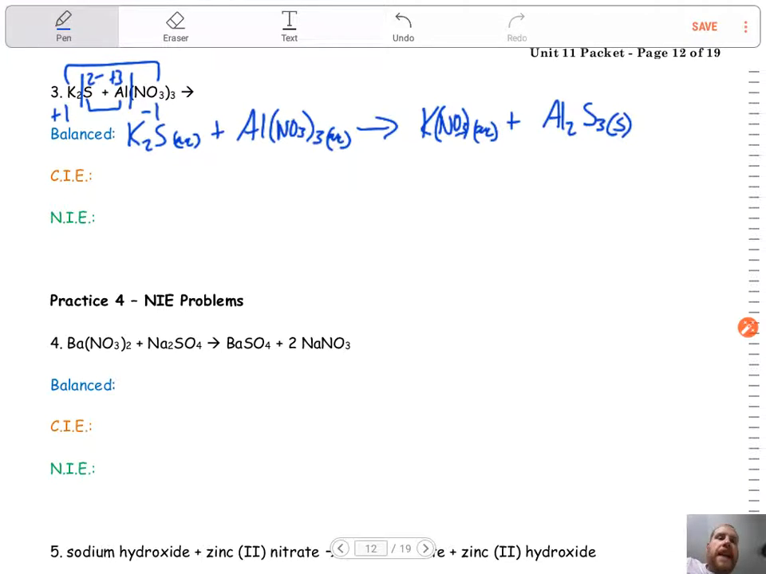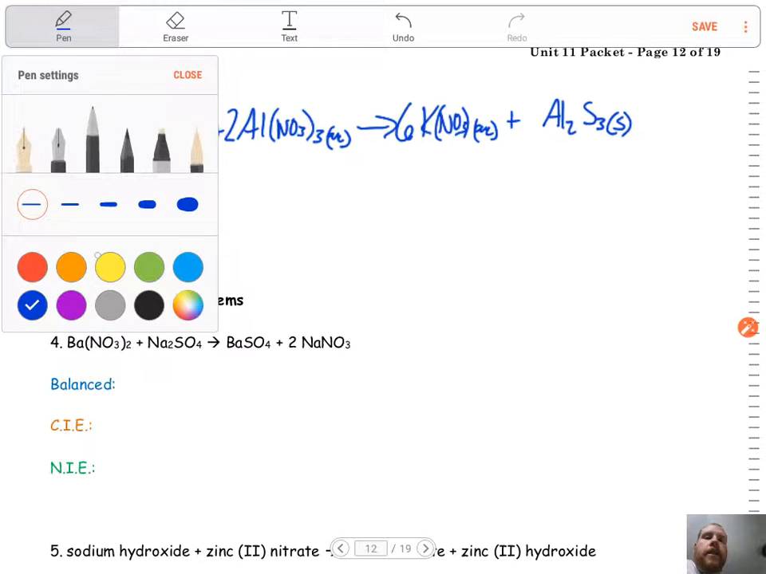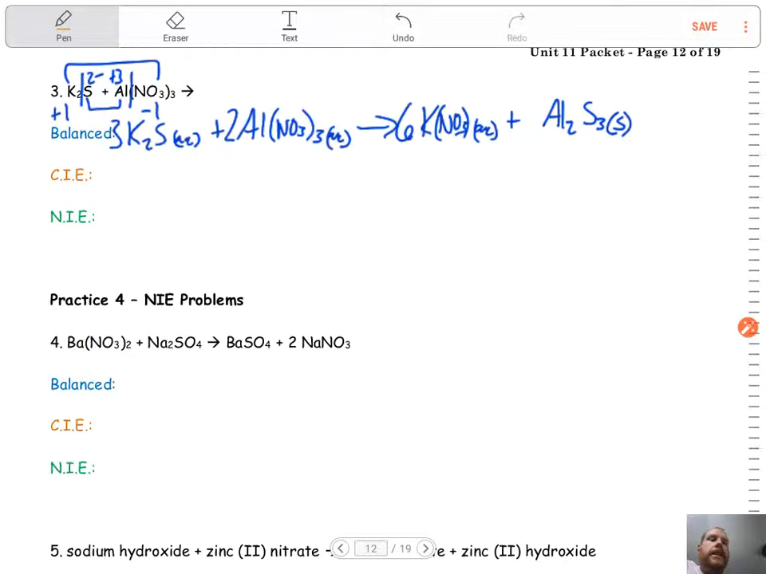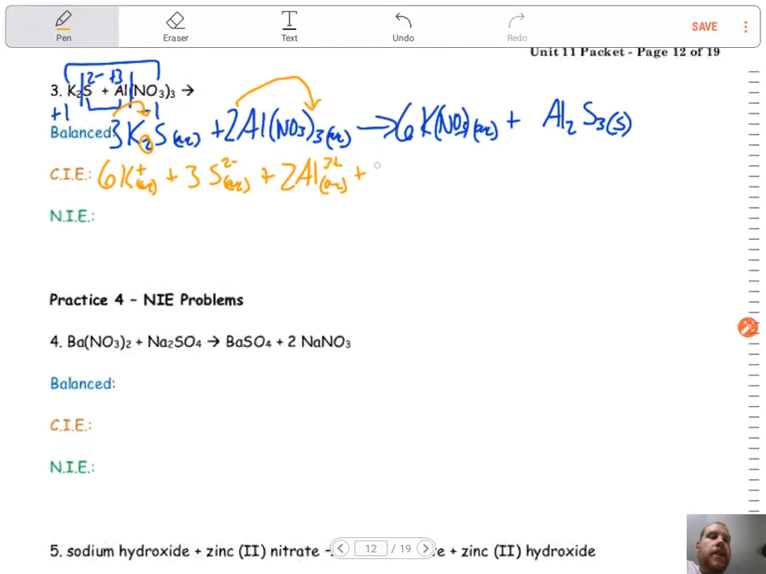So the next step is I need to balance it. I should have a 3 here and a 2 right here, and then a 6 in front of the potassium nitrate. Now I can go through and start working on my complete ionic equation once that is all set up. Now, this is where things get a little bit challenging. Notice I've got a subscript 2 here plus a 3. So when I distribute the 3 out, 3 times 2 is really how many? It's 6. So K+ aqueous plus 3 S2- aqueous plus 2 aluminums, which is a 3+ charge, plus, again, 2 times 3 because it distributes out, 6 nitrates.